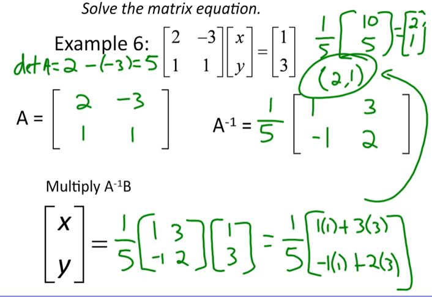So the key is do not multiply by the scalar until the last multiplication. 10 divided by 5 is 2. 5 divided by 5 is 1. Okay, let's look at another example.